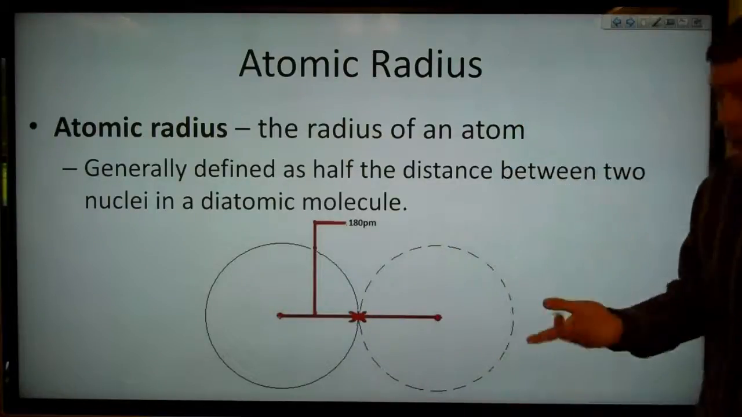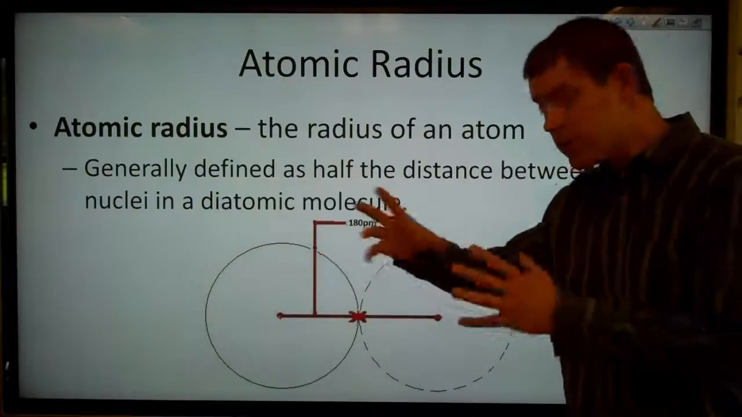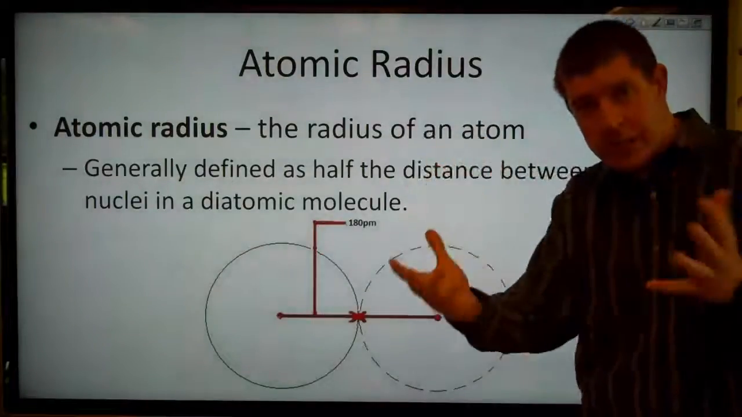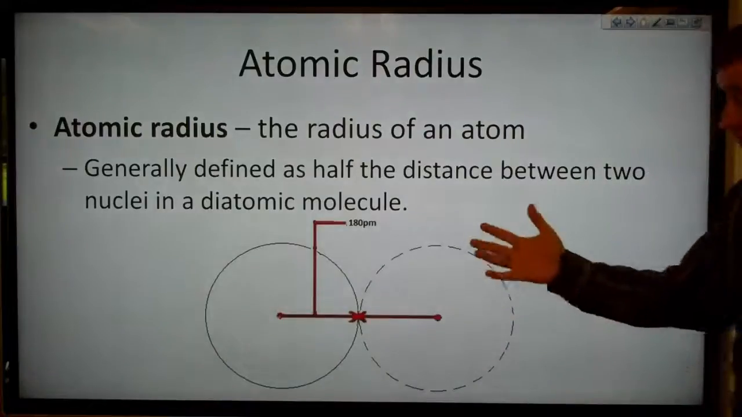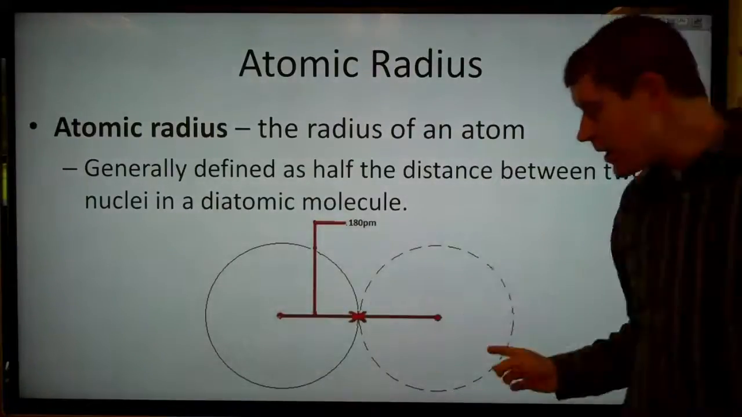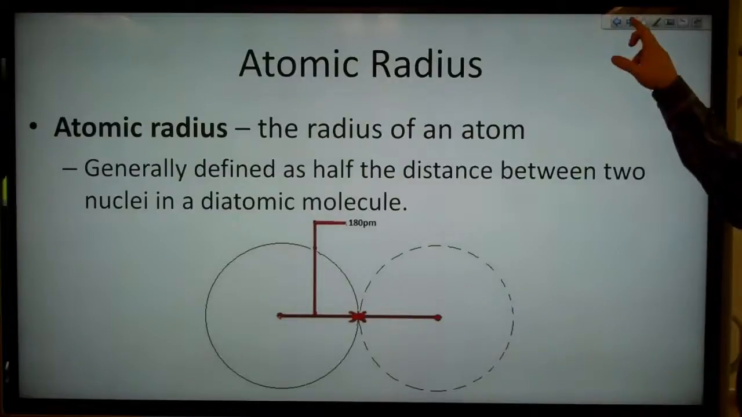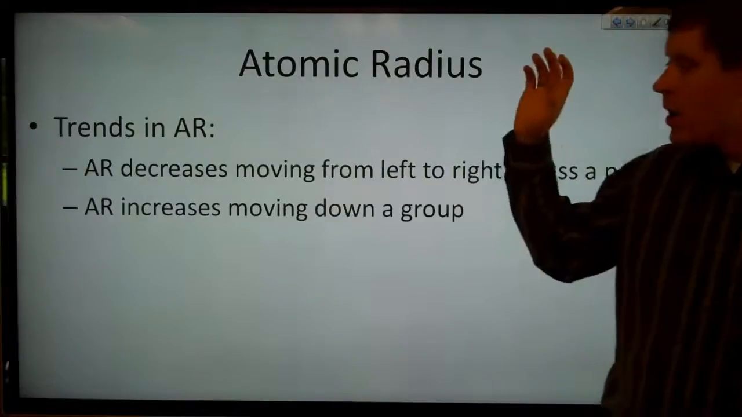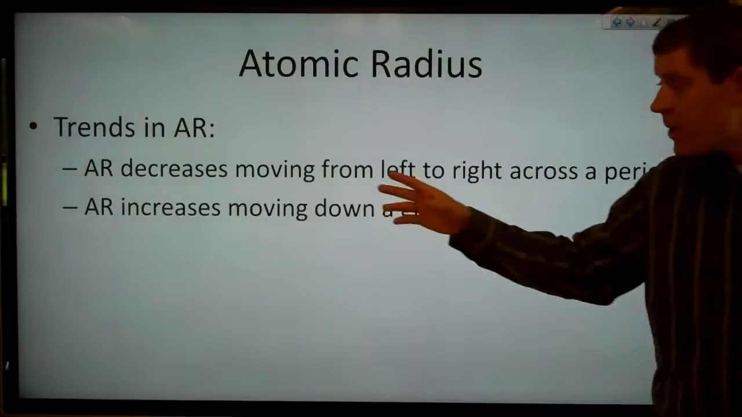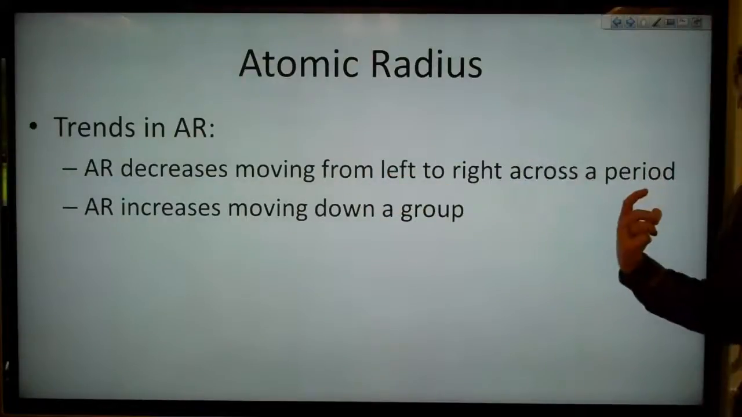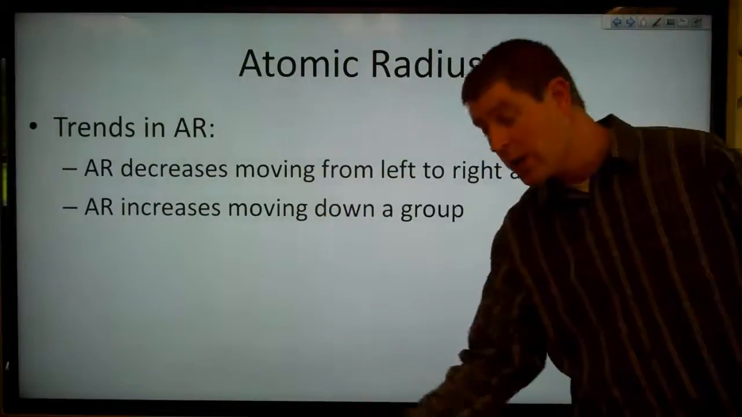It's a little nebulous because the electrons are forming a fuzzy cloud in there, so we don't really have a nice spherical structure like I've got drawn here. So the atomic radius decreases as we move from left to right across a period, and it increases as we move down a group.